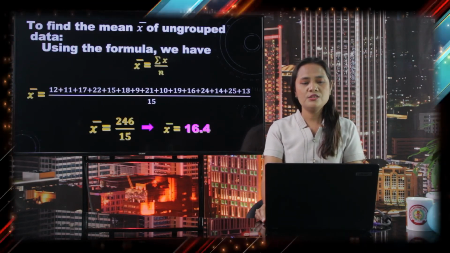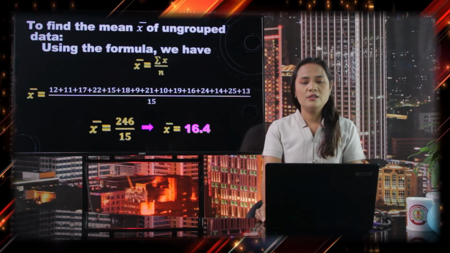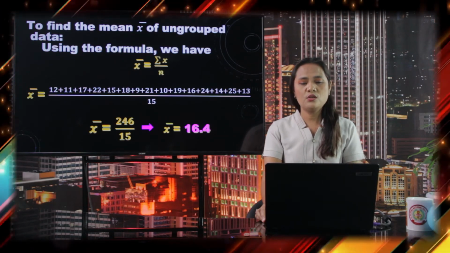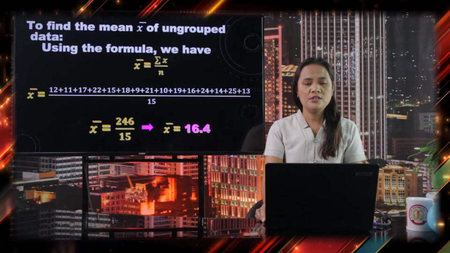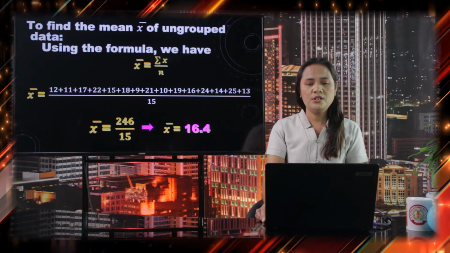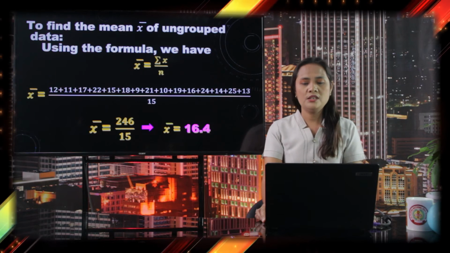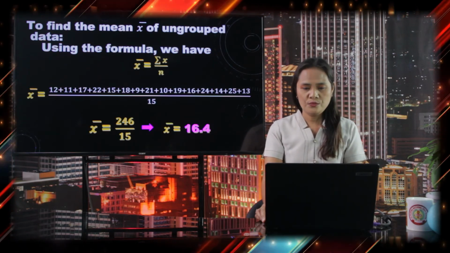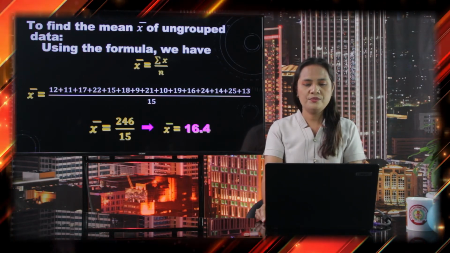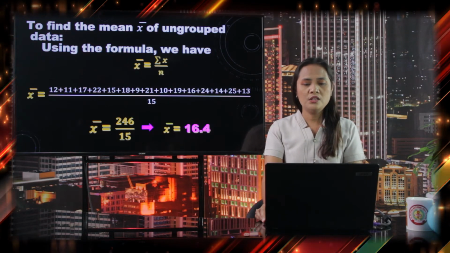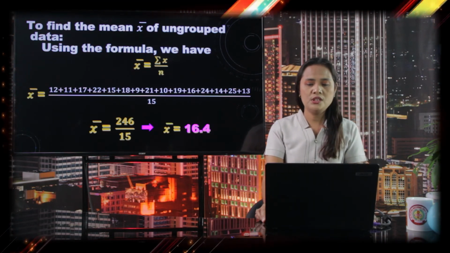Okay, let us check your answer. To find the mean of ungrouped data using the formula, mean is equal to summation of x over n. Mean is equal to 12 plus 11 plus 17 plus 22 plus 15 plus 18 plus 19 plus 21 plus 10 plus 19 plus 16 plus 24 plus 14 plus 25 plus 13 all over 15. Mean is equal to 246 over 15. Mean is equal to 16.4.